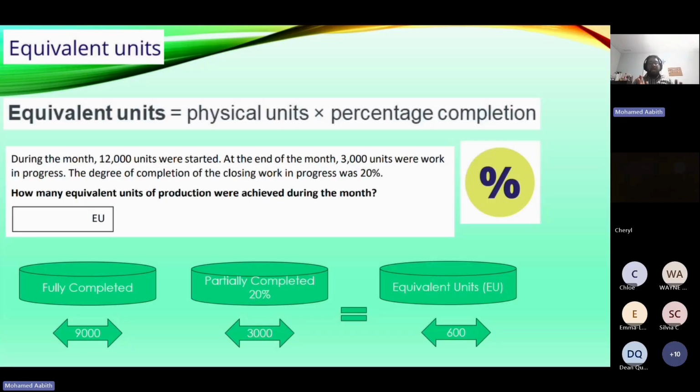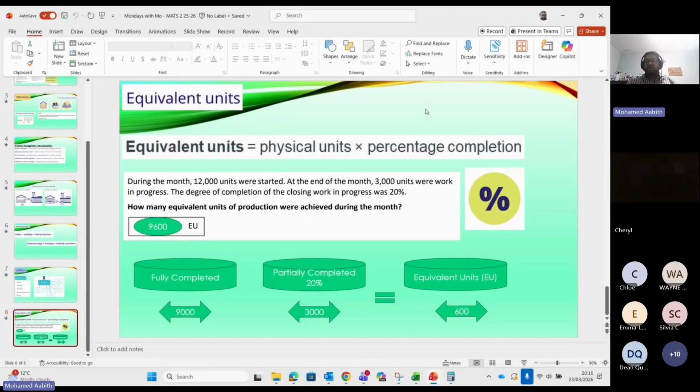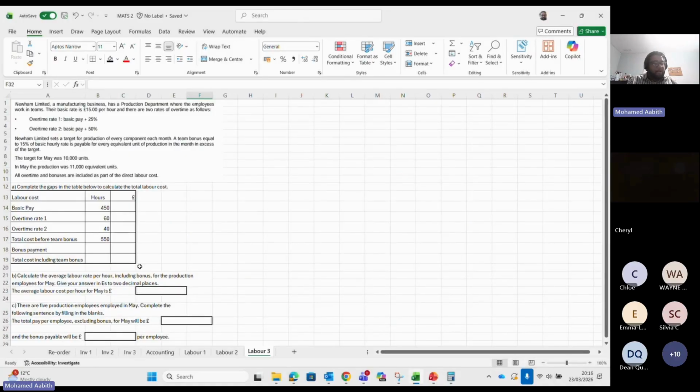If I'm going to find the whole of the production as an equivalent unit, we add these two numbers together, which is the fully completed and then the partially completed units on the equivalent basis. Add them together, we have 9,600 equivalent units, because that is how the accounting has to be done, because I cannot otherwise find a relevant cost towards the partially completed units. So this time we have 9,600 units. Let's go back to the question here.